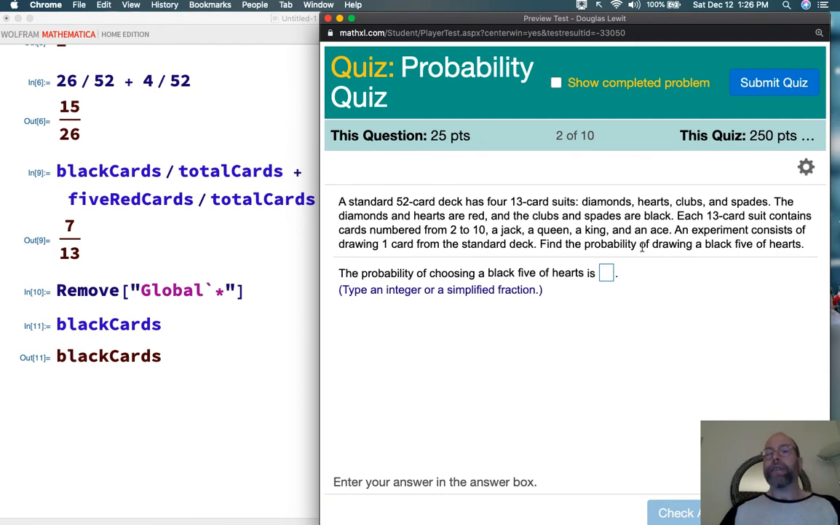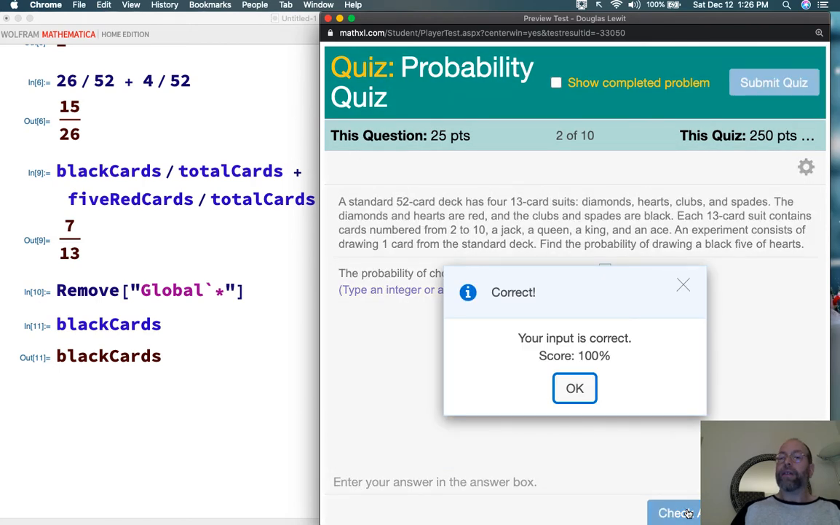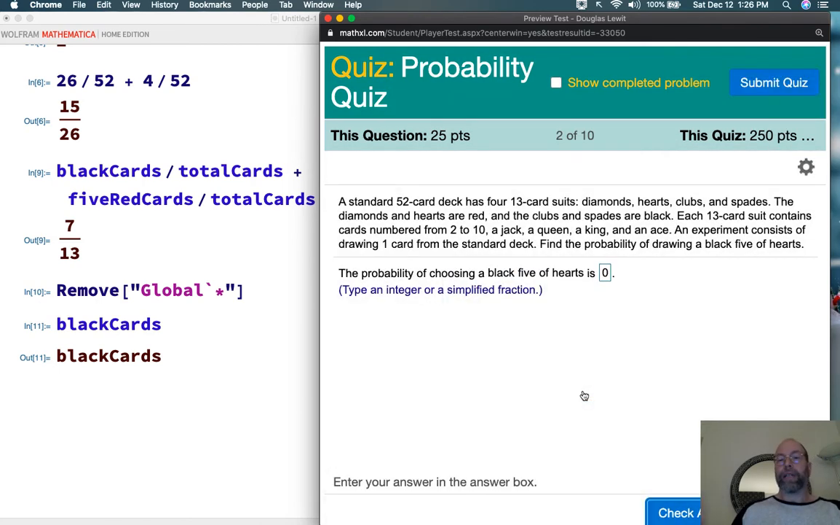Okay, so that's not even possible because the 5 of hearts is a red card. It's not a black card. And because it's not even possible, the probability has to be 0. 0 divided by 52, which is simply 0. Let's see if that's correct. Your input is correct, score 100%. So that's pretty easy. We didn't have to do much math with that problem.